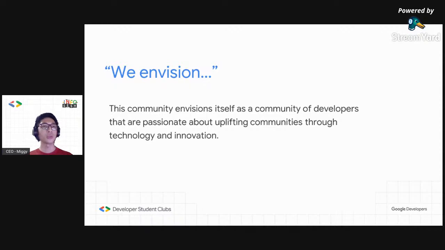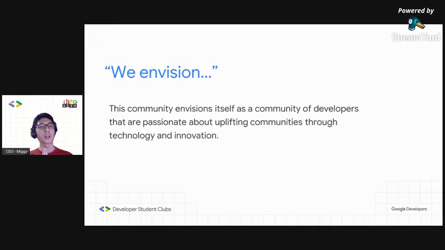So what do we try to do here in DSC-PLM? What do we aspire to, or what do we envision happens here in DSC-PLM? DSC-PLM is a very new org, to be honest, and we would disclose that our accreditation status is still in process because we are a relatively new org. But as of now, what we envision for PLM is to create a community of developers that are passionate about uplifting communities through technology and innovation.